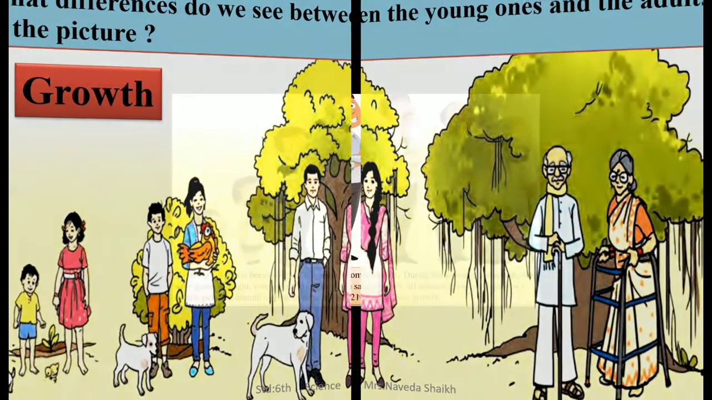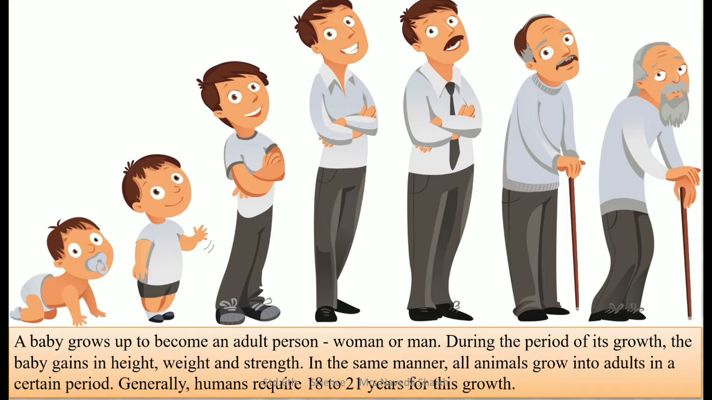Now here in this picture you can easily make out a baby grows up to become an adult person, whether male or female. During the period of its growth, the baby gains in height, weight and strength. Means when you were born you were very tiny and your height was very small, and you did not have strength to do much activity, right? But eventually when you are growing up you can easily do your own things.